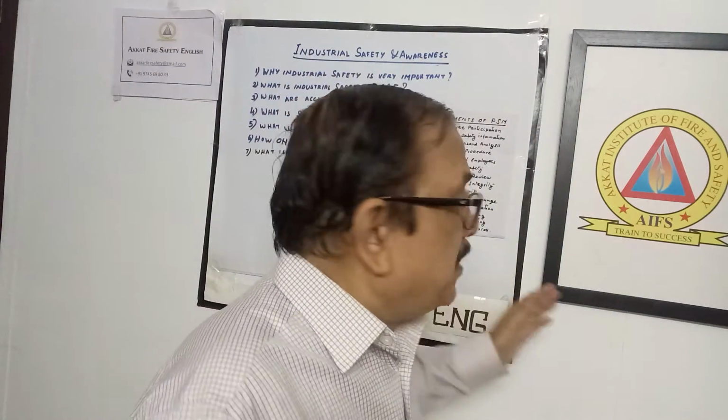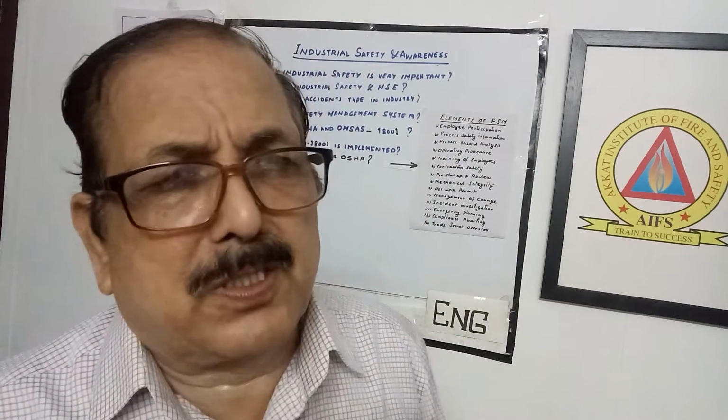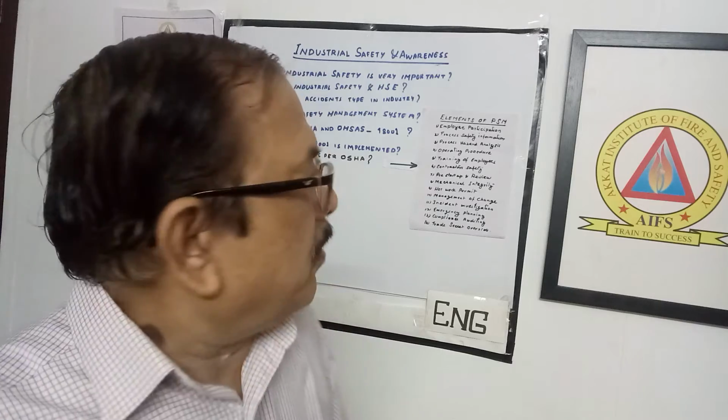Then the last one is trade secret. Trade secret means every industry has its own trade secrets. We are not asking you to give up everything, but you can keep a trade secret with you only. But it should not cause any harm to others. That is the thing. So these are the process safety management system elements, 14 elements.